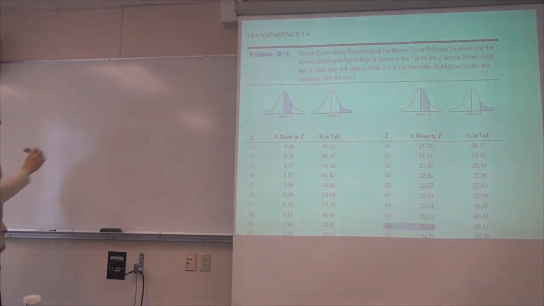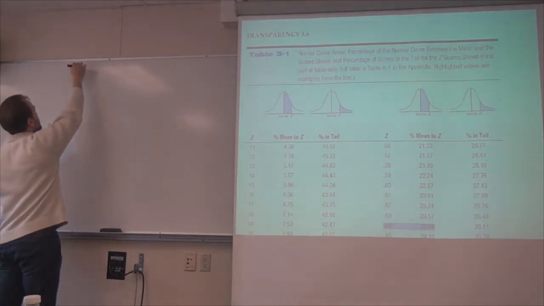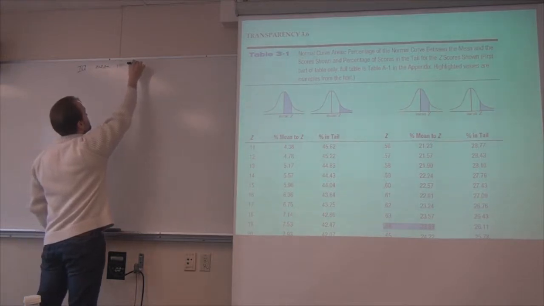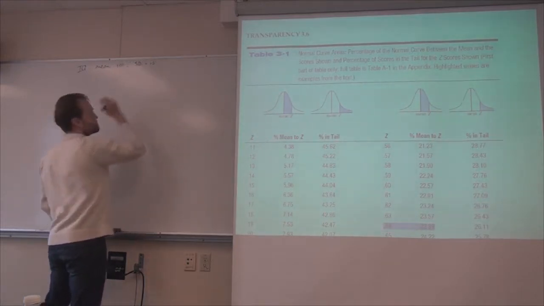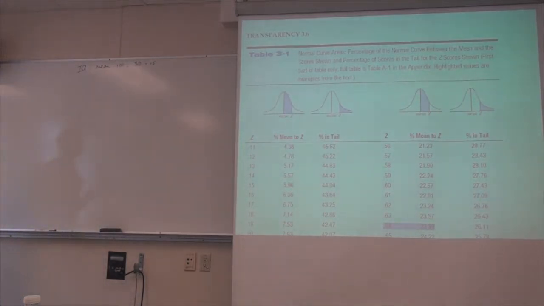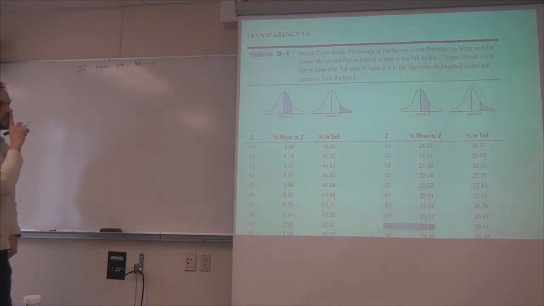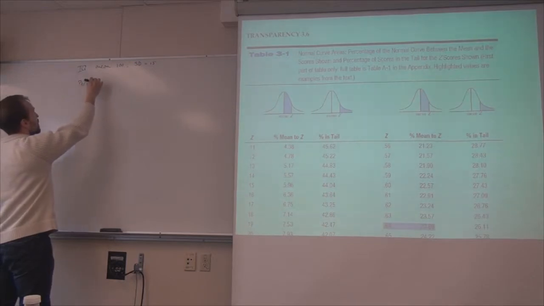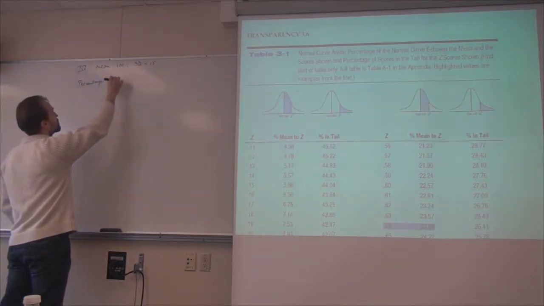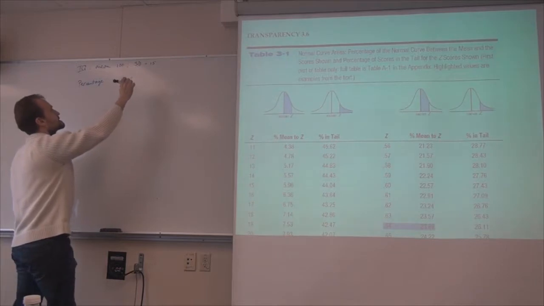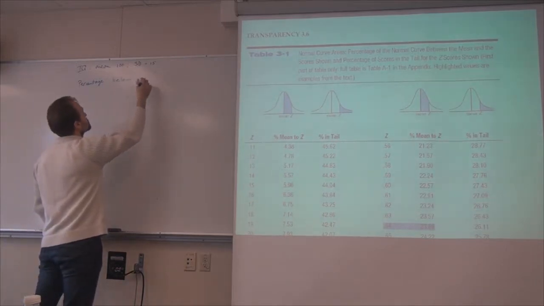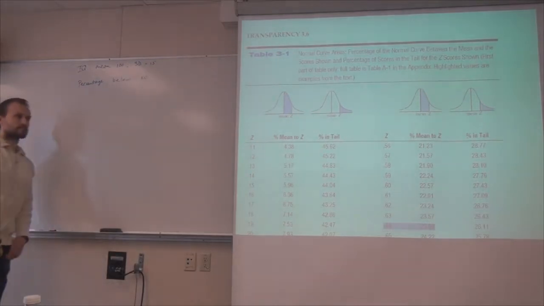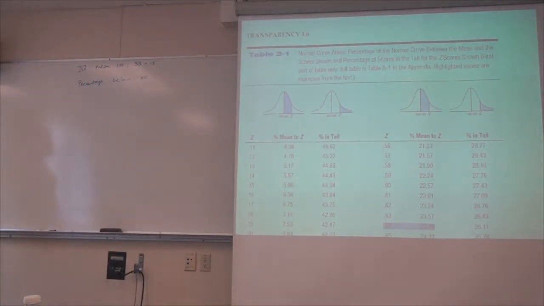So let's stick to the IQ examples. IQ has a mean of 100, standard deviation of 15. And let's just pick a score. So I want to do two examples. What is the percentage of people that fall below, let's say, I don't know, 80? People that fall below 80.